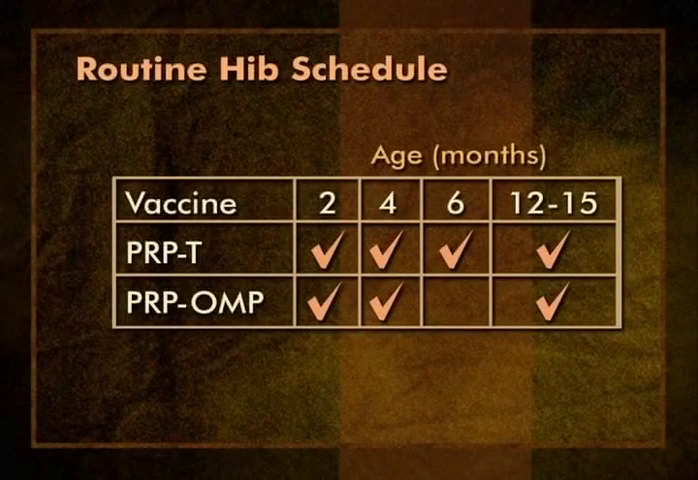Hib vaccination should be started for all infants, including premature infants, at 2 months of age. Hib vaccine can and should be administered simultaneously with all other childhood vaccines. A primary infant series of Hib vaccine consists of two or three doses, depending on the vaccine. PRP-T or ActHIB is a three-dose primary series at 2, 4, and 6 months of age. PRP-OMP or PedvaxHIB is a two-dose schedule at 2 and 4 months. A dose of PedvaxHIB at 6 months is not required. For both vaccines, a booster dose should be given at 12 to 15 months of age. The minimum age for the last dose of the Hib series is 12 months.